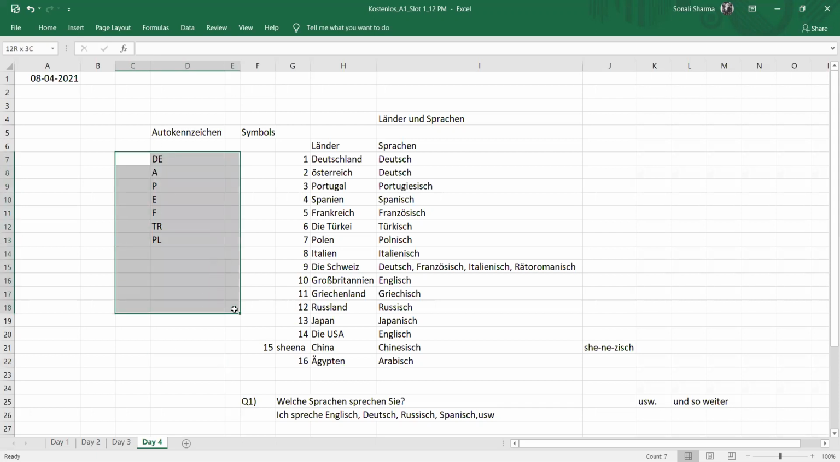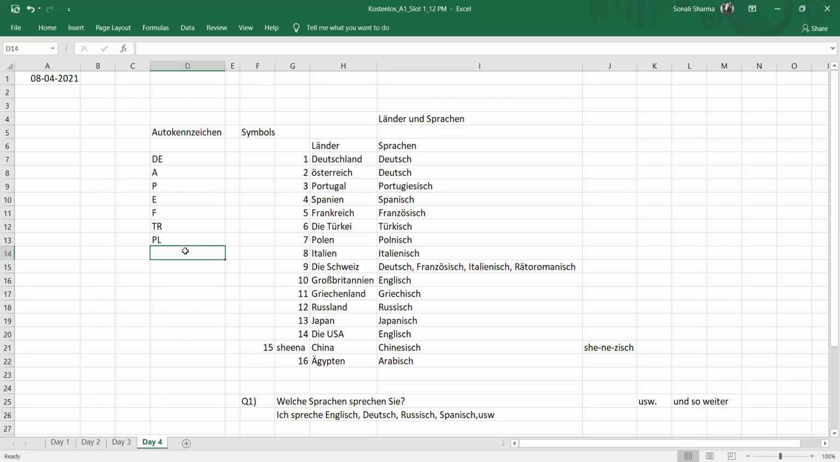This can be quite confusing, so please just make notes for this. D is Deutschland, A is Österreich, P is Portugal, E is Spanien, F is Frankreich, TR is Turkey, PL is Poland.